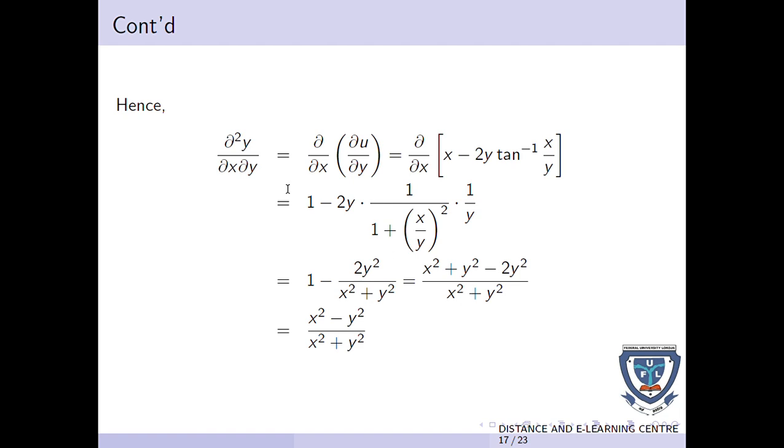Hence, partial squared u over partial x partial y will be equal to 1 minus 2y times 1 over 1 plus (x over y) squared times 1 over y, which when you collect like terms and simplify properly, you are going to have x squared minus y squared all over x squared plus y squared.